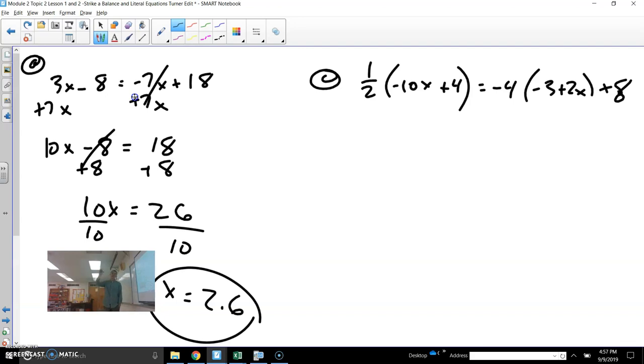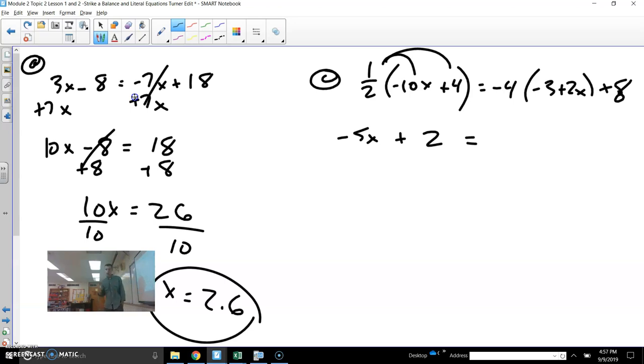Let's check out a slightly longer problem that has fractions as well as variables on both sides with distribution. So let's start with distribution. First thing is to use the distributive property to multiply 1/2 times -10, it's -5x, and 1/2 times 4, half of 4 would be 2.